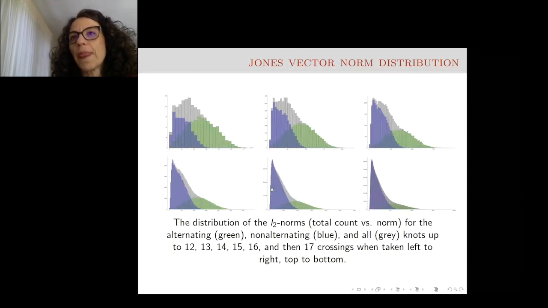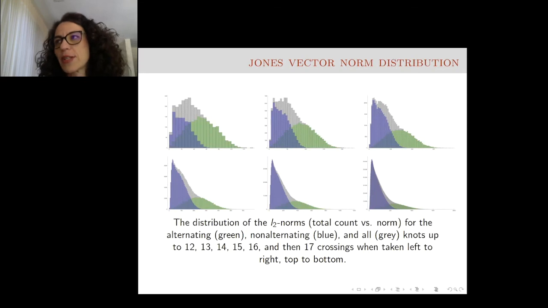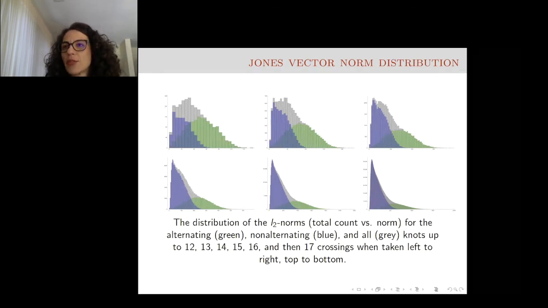17 crossings. You can see that the distribution of norms for the whole data set, once we start having more non-alternating knots, skews more towards the smaller values. As we're adding more and more knots, moving from, say, 15 to 16 crossings is not a small change, it basically doubles the size of the data. This is what's happening, right? So the norm filtration cannot be reliably used in this case.